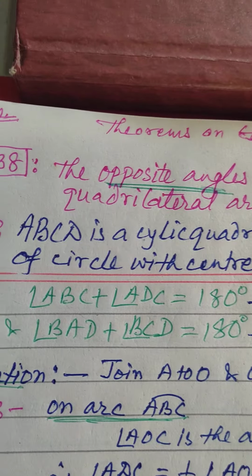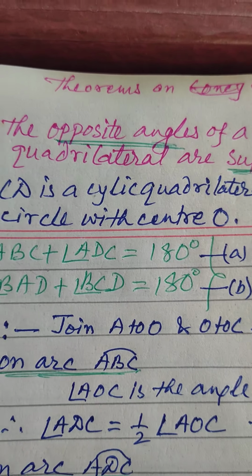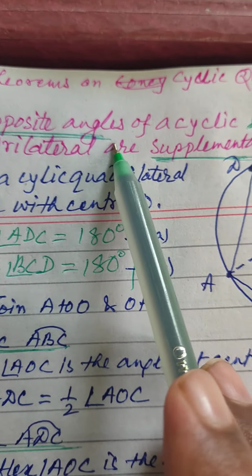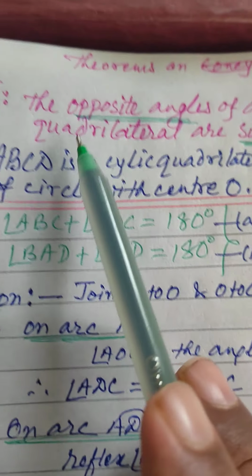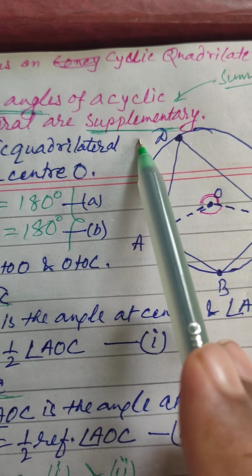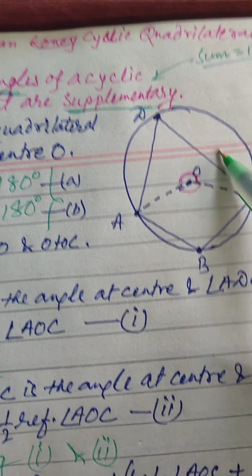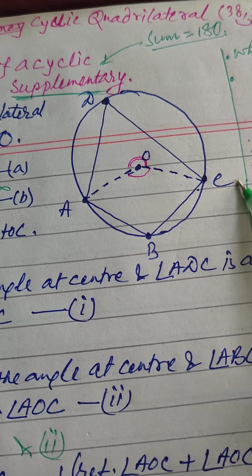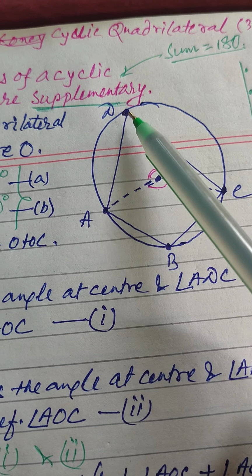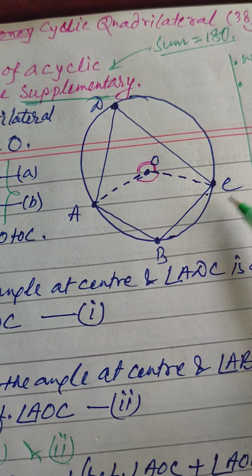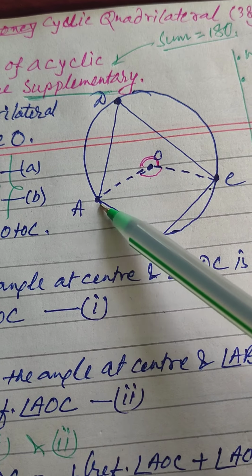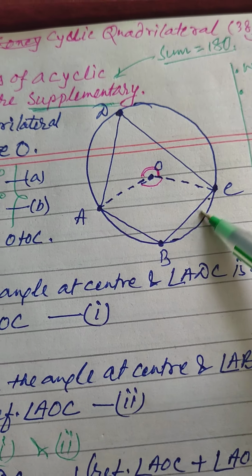Theorem 38. The opposite angles of a cyclic quadrilateral are supplementary. This is the cyclic quadrilateral. What is the meaning of cyclic quadrilateral? The vertices of the quadrilateral lie on a circle.